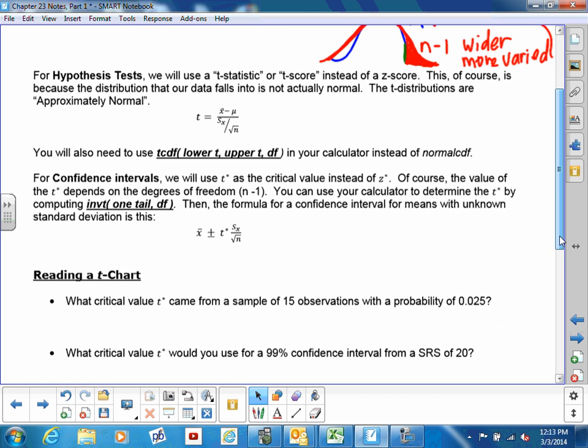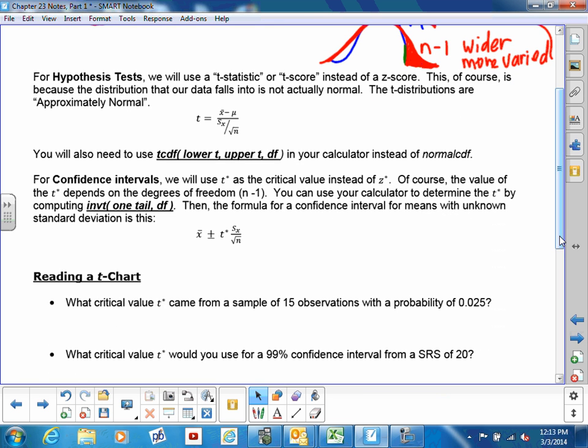I'm going to show you that right now. So here we go. Let's talk about plugging that in, and we're going to talk about calculator use here. In our inverse norm and our norm CDF, which are now going to be T-CDF and inverse T.